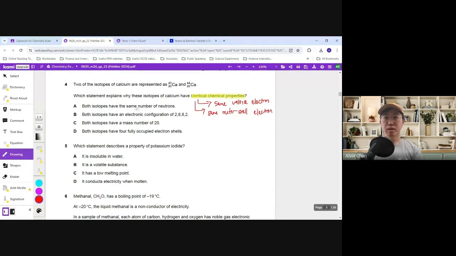Isotope have the same number of neutron. Nope, that is not matching with this keyword. Both isotopes have an electronic configuration of 2,8,8,2. Okay, this one looks correct. Both isotopes have a mass number. It has nothing to do with mass number.